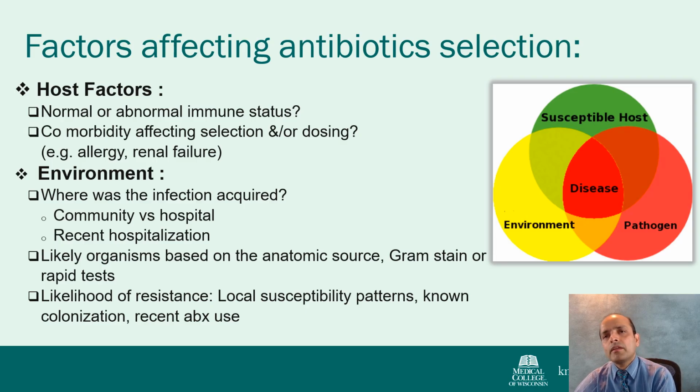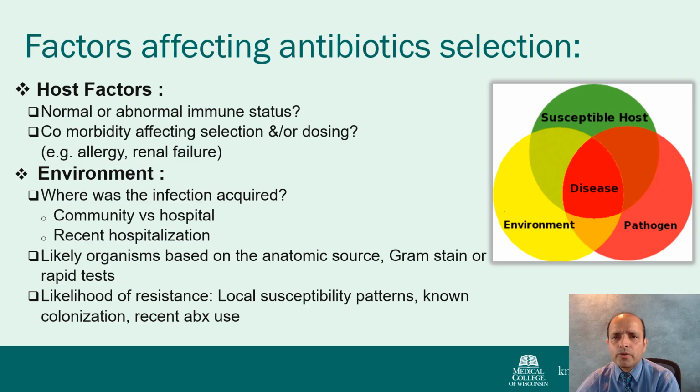So comorbidity affecting selection or dosing. Somebody might have an allergy, somebody might have abnormal renal function. So you may want to adjust the dose of antibiotics. And there are many antibiotics that are contraindicated. You may want to choose ones that are safer, that are not going to be retained in kidney disease.